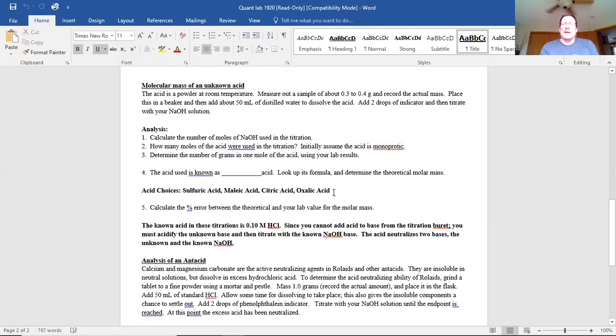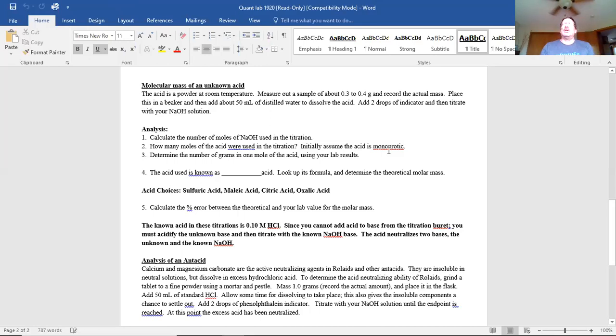Then you have to make a choice. The unknown acid is one of these 4: sulfuric acid, maleic acid, citric acid, or oxalic acid. You will have to figure out their formulas and their molar masses and compare to your answer. That's how you find the unknown. That's what question number 4 is. The acid is known as blah, blah, blah. Now, you say to yourself, well, I did this and none of these really match what I got for an answer in 3. That's because we assumed it was monoprotic.